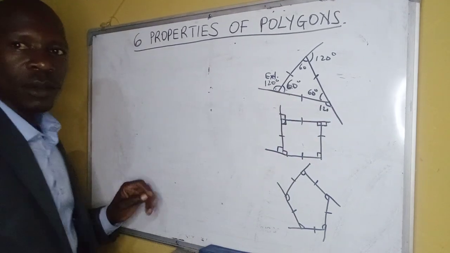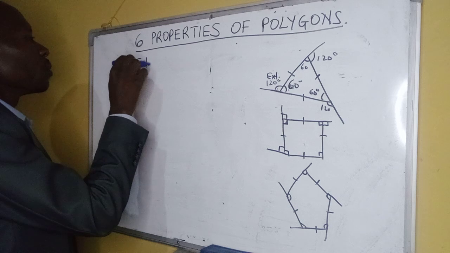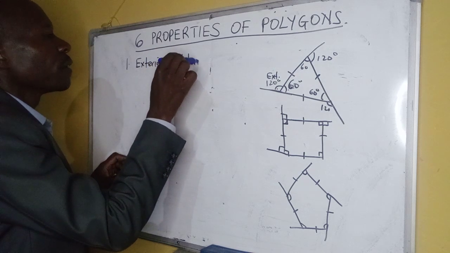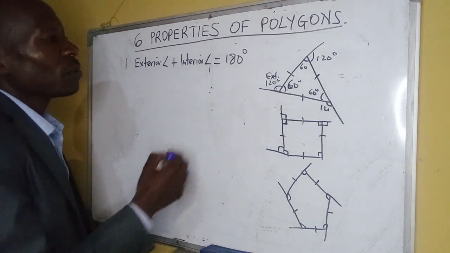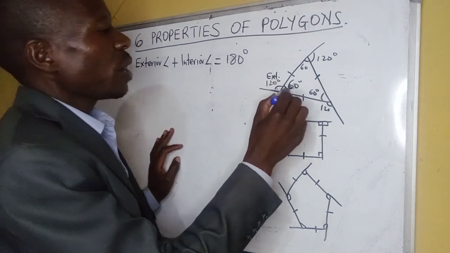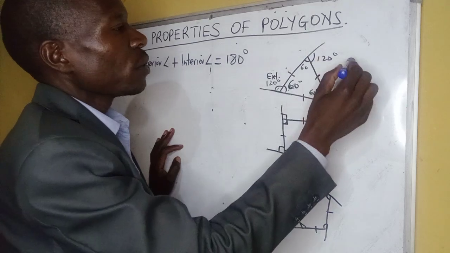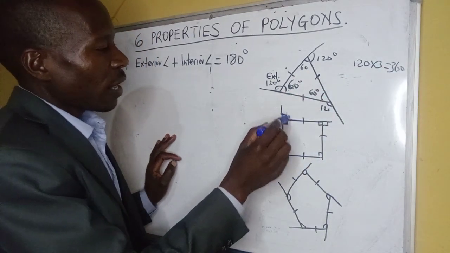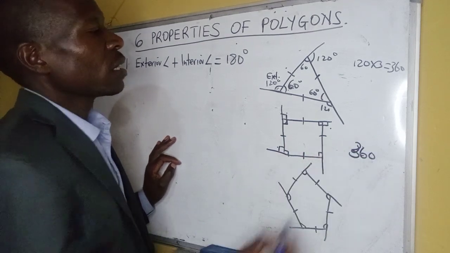So there's one thing that is coming out clearly here, that one property is that exterior angle when you add to interior angle, it will give you 180 because it is a straight line. That's one property we have just noted. Another thing that you'll note is that when you add the exterior angles of a polygon, this is 120 times 3, it gives you 360.